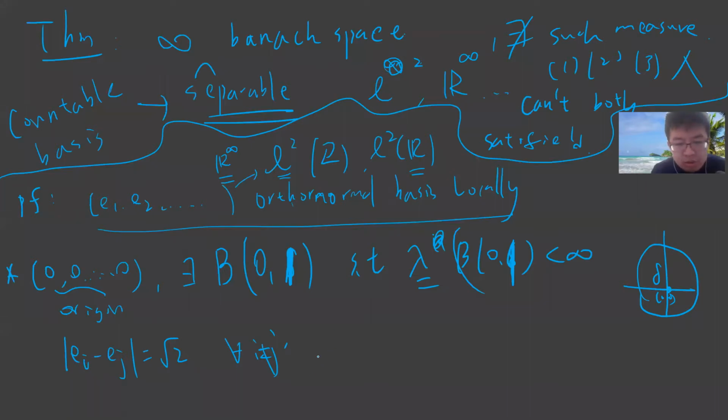Okay, so now let's choose this B. Let's say we choose some ball with center e_i divided by 2, and choosing a radius of 1/4. Okay, so maybe it looks very stupid, but let's draw a picture.